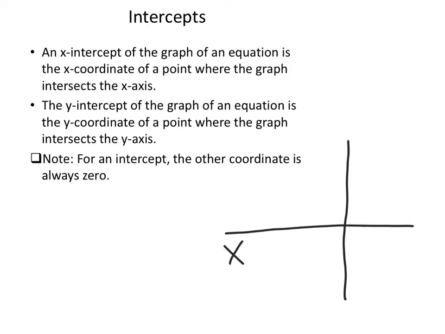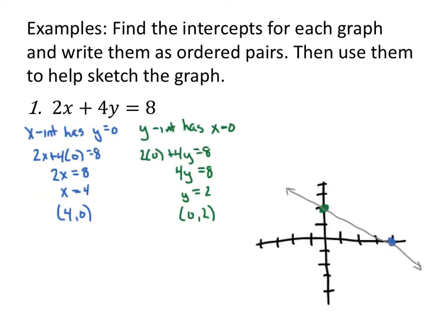Remember, my x-axis is horizontal. Anytime I'm on the x-axis, any point here on the x-axis, notice the height is 0. But if I have any point on the y-axis, notice my x is always 0. So for any intercept at all, the other coordinate is always 0. Good thing to keep in mind in order to solve.